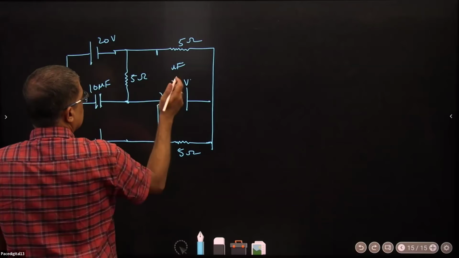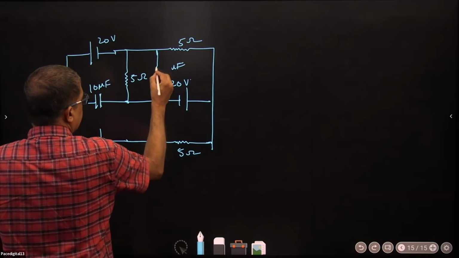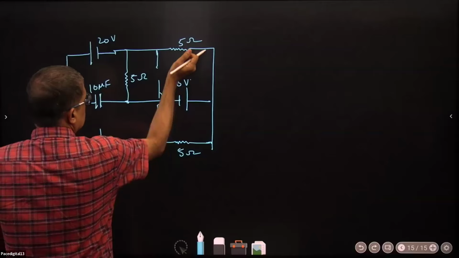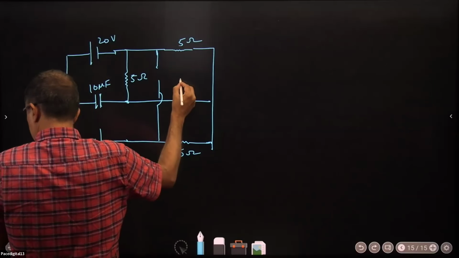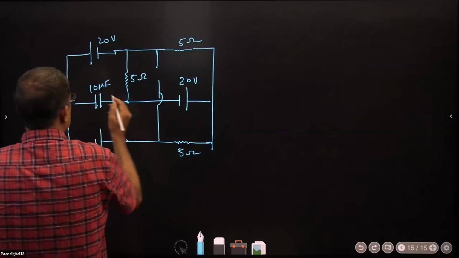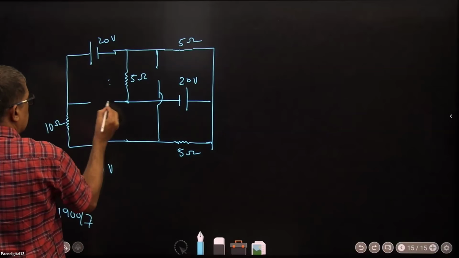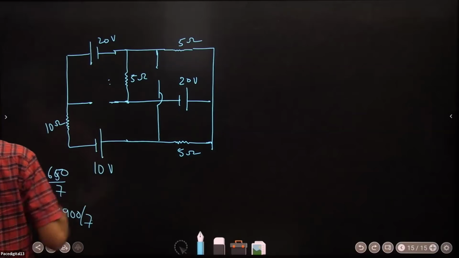Technically, this will be an open circuit. How much was it? 20 volts. Technically, this will be an open circuit.